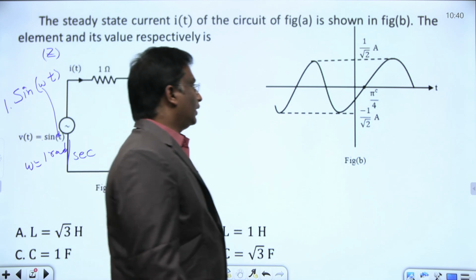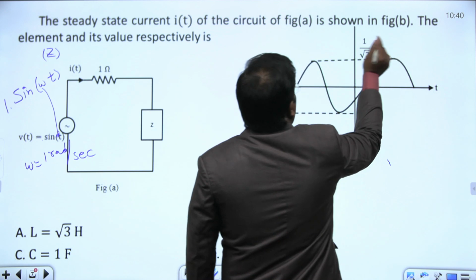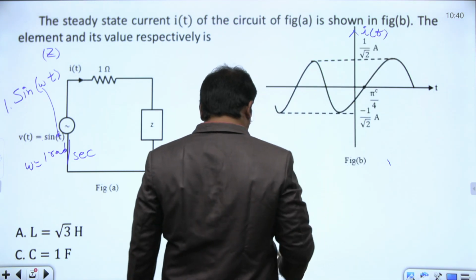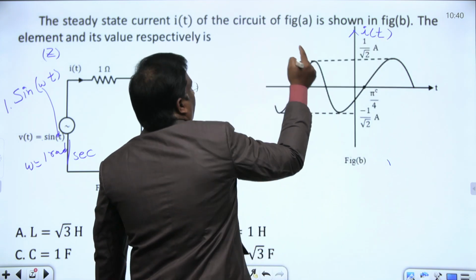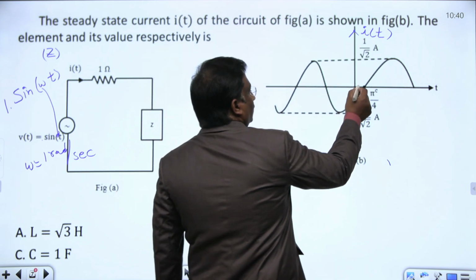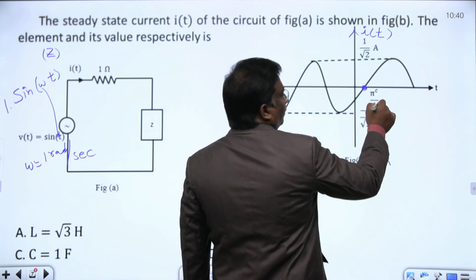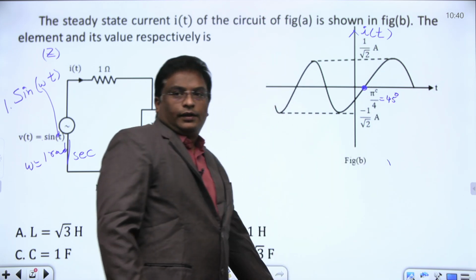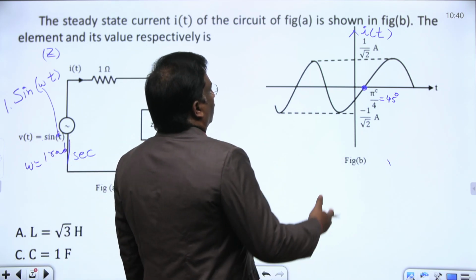If you observe the current diagram, this is I of t. They have given the steady state current I of t of this figure like this. This current is not passing through the origin. It is passing through pi by 4, or 45 degrees. It is not passing through the origin, it is passing through 45 degrees, and this is the origin.